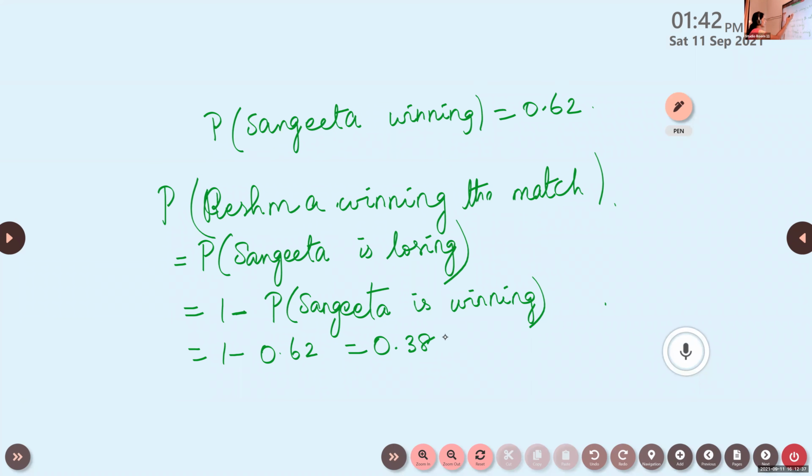They are complementary. Complementary means when you add these two events, you will get 1. If Reshma wins, Sangeeta loses. Only one of them is possible, so total probability is 1. From 1, you subtract the probability of Sangeeta's winning, and you get the probability of Sangeeta losing, which is the same as Reshma winning. Such events we call complementary events.